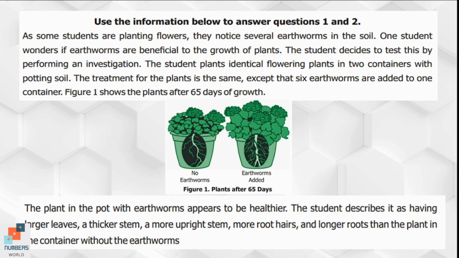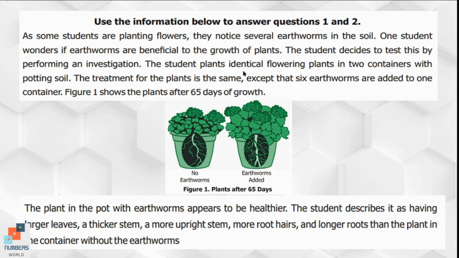Use the information below to answer questions 1 and 2. As some students are planting flowers, they notice several earthworms in the soil. One student wonders if earthworms are beneficial to the growth of plants. The students decide to test this by performing an investigation.